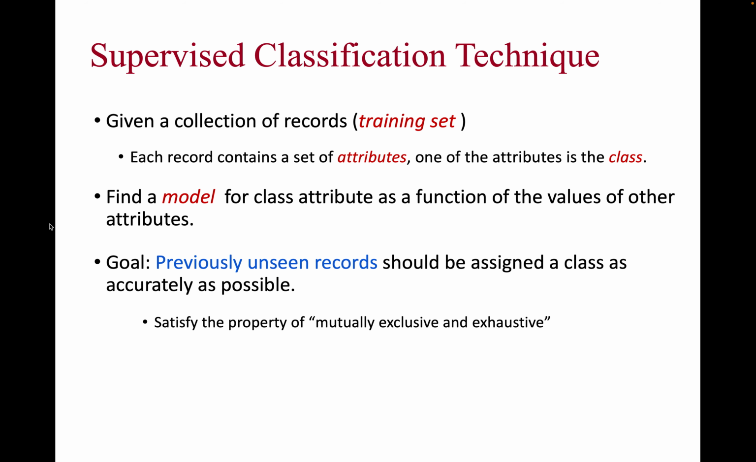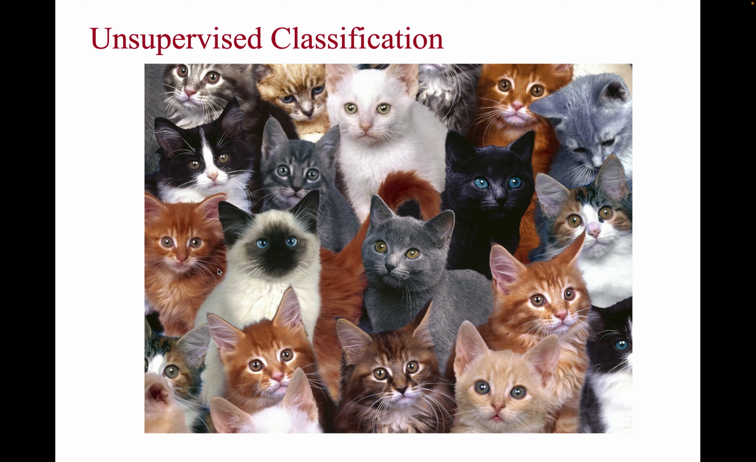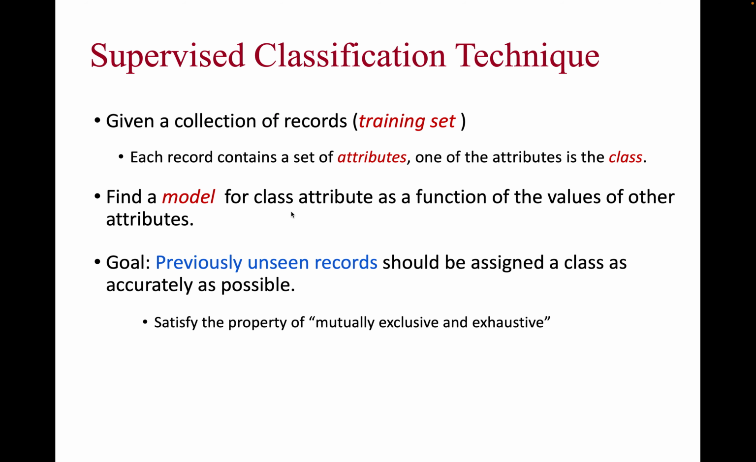Supervised classification technique. Oh, there are models that can detect only a single object. इसमें it can help, right? Supervised classification technique. Given a collection of records, training set, each record contains set of attributes. One of the attributes is class. ठीक है, ट्रेनिंग सेट दिया, each has attributes, उसमें से एक class होगा. Find a model for class attribute as a function of values of other attributes. ठीक है, goal. Previously unseen records should be assigned a class as accurately as possible. Satisfy the property of mutually exclusive and exhaustive.